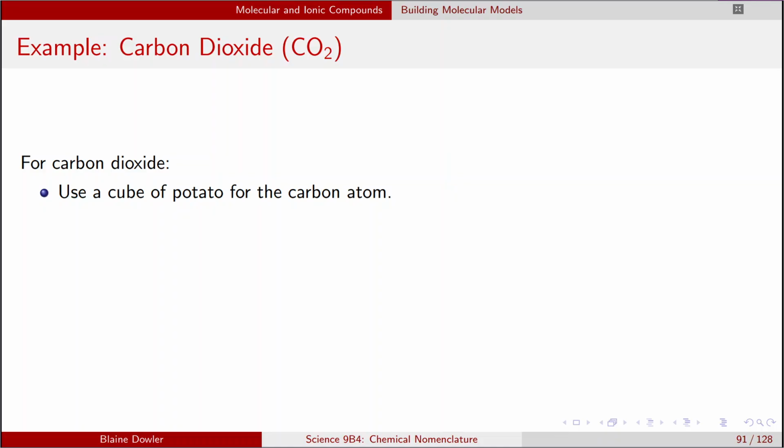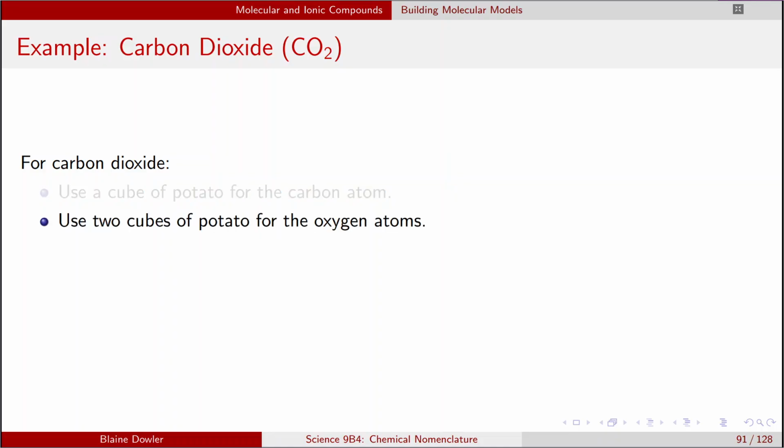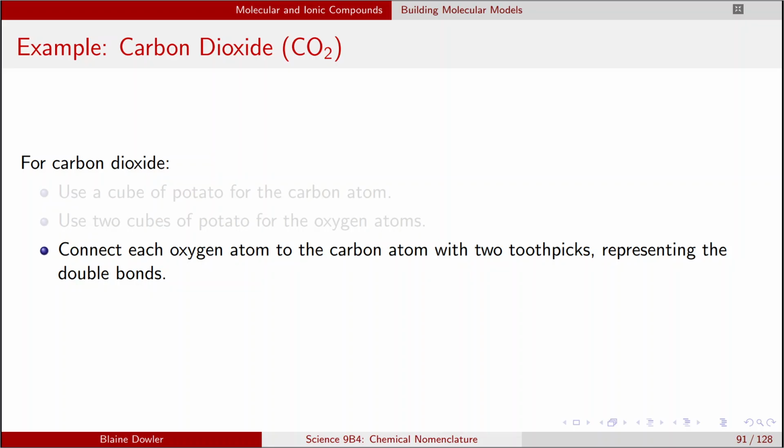Let's look at another example, carbon dioxide. For this, we use a cube of potato for the carbon atom. We use 2 cubes of potato for the oxygen atoms. Make them different sized cubes so you can distinguish between carbon and oxygen. Connect each oxygen atom to the carbon atom with 2 toothpicks, representing the double bonds.